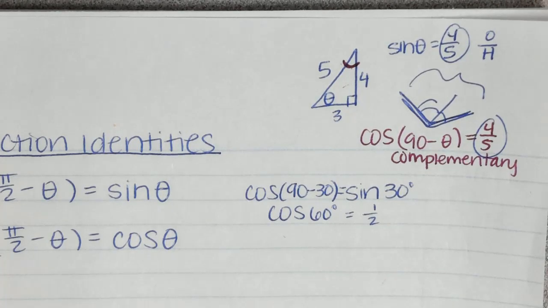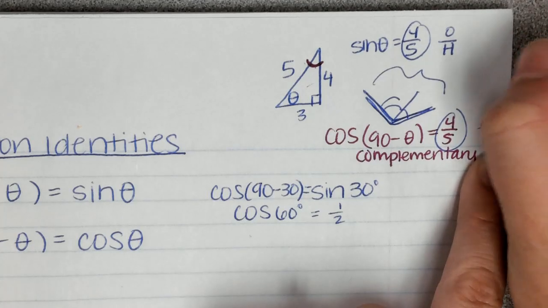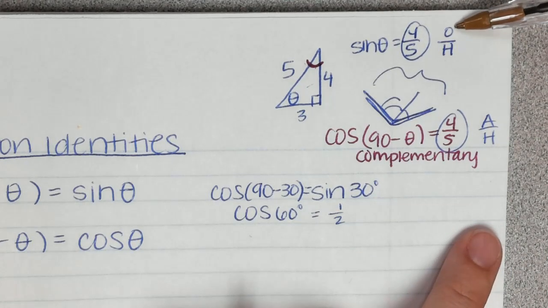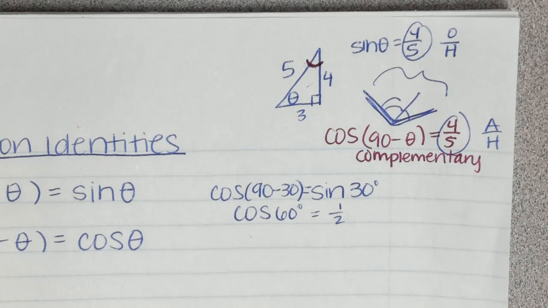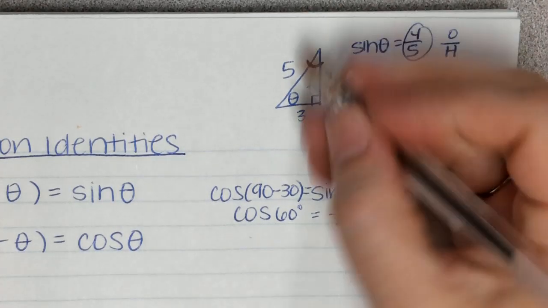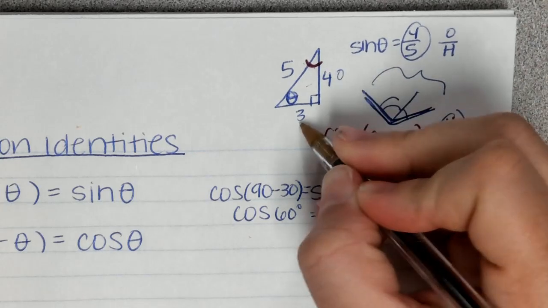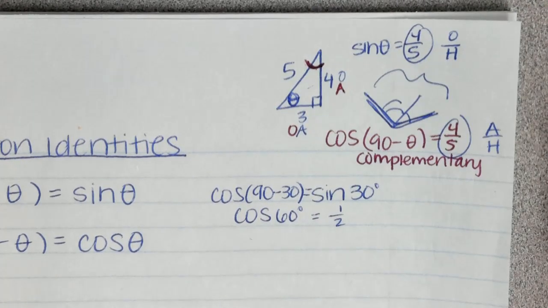Why? Because math. Right, but sine is opposite over hypotenuse and cosine is adjacent over hypotenuse. When you switch angles, the opposite and adjacent switch roles, right? So when you're looking at this angle, this is opposite and this is adjacent, but when you're looking at this angle, now that's opposite and that's adjacent, and they switch.